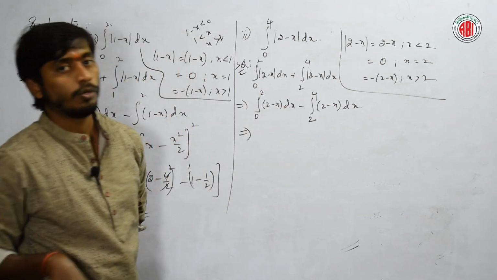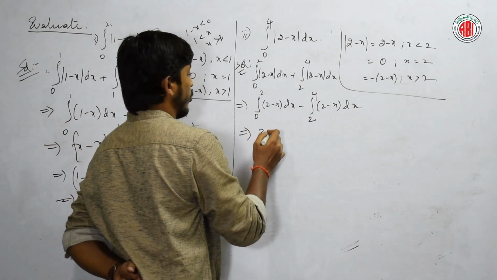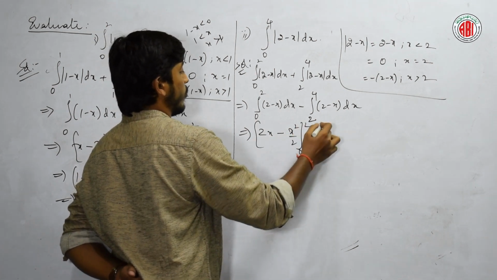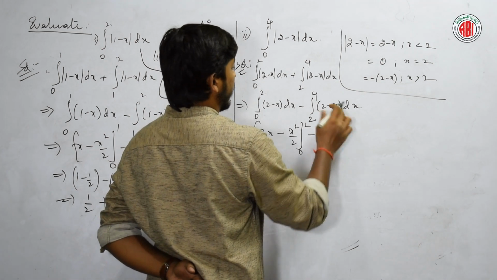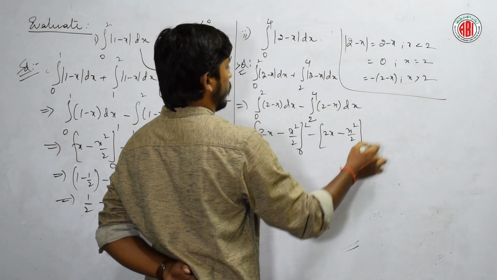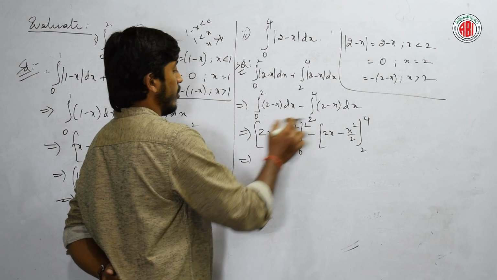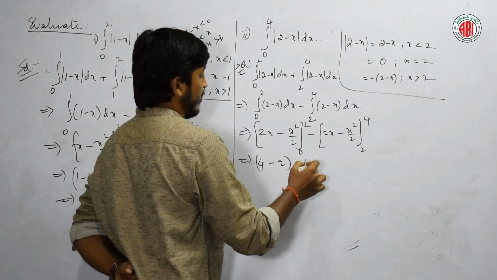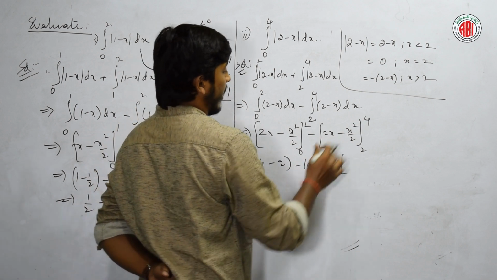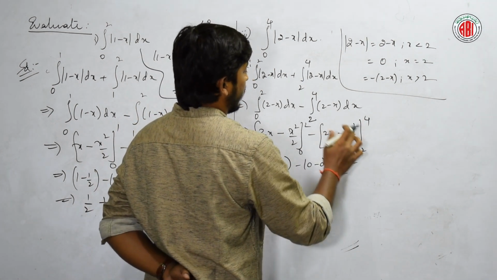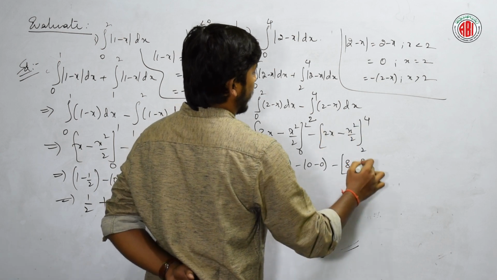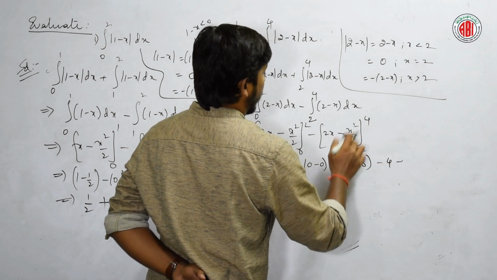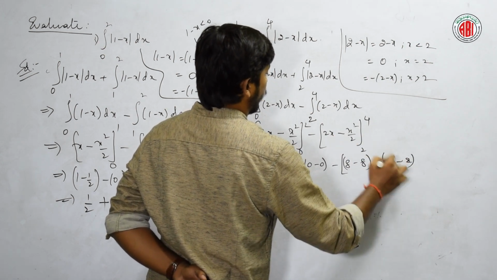Now the integral of 2 is 2x, and the integral of x is x square by 2, from 0 to 2. The integral of 2 is again 2x, and of x is x square by 2, from 2 to 4. Now let us substitute. 2 2s are 4, 4 square by 2... 2 2s are 4 minus 2, that is 2. Again this is 0, minus, 2 4s are 8 minus 4 square is 16, 16 by 2 is 8, minus again 2 2s are 4, 2 square is 4, 4 by 2 is 2.